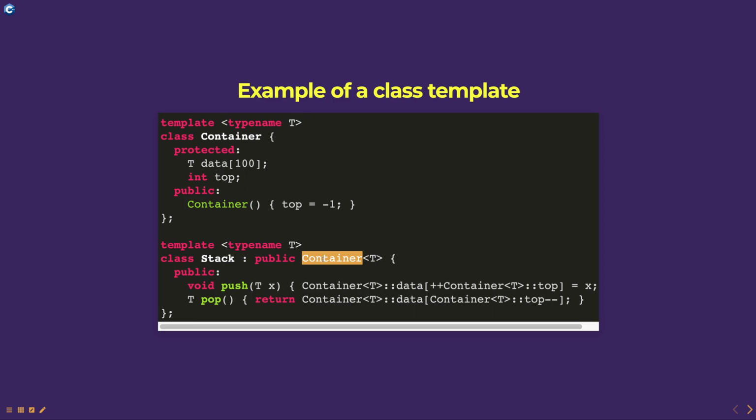In this example, the class template stack inherits from the non-template class container. The data members and member functions of container are accessible in the stack class. The container class acts as the base class for the stack class, and the stack class acts as a derived class.